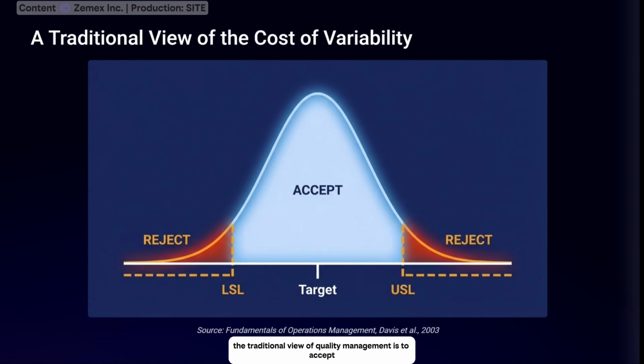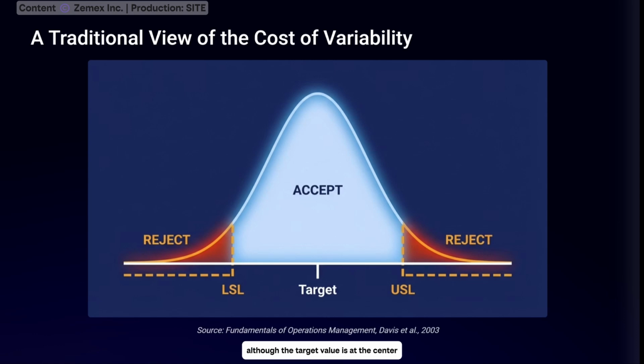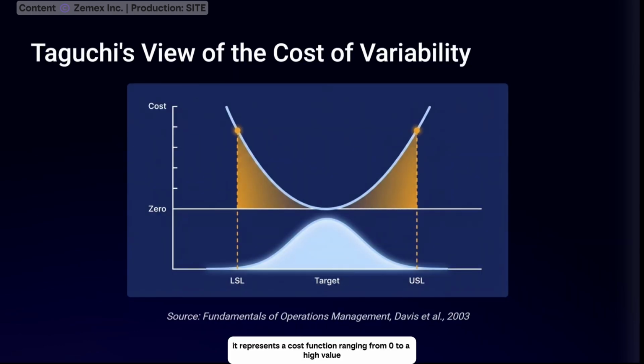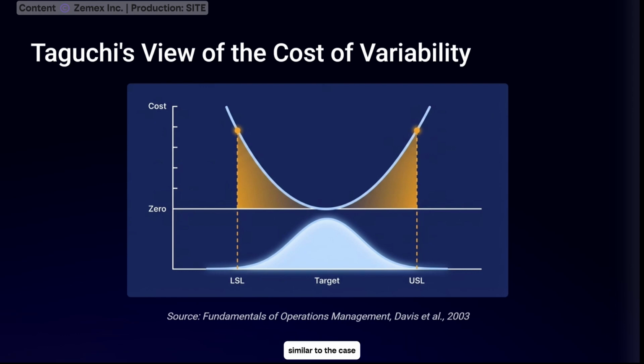The traditional view of quality management is to accept any goods or services that fall between the lower specification and the upper specification. Although the target value is at the center, it is often difficult to meet that exact target. Therefore, if goods or services fall within the acceptable range, between the lower and upper specifications, they are considered acceptable. However, if you look at the vertical axis, it represents a cost function ranging from 0 to a high value. If you meet the target value, the cost is 0, but as you move further away from the target, the cost increases. At the lower and upper specification limits, the cost is already quite high, similar to the case where goods or services do not meet the minimum or maximum specification limits.